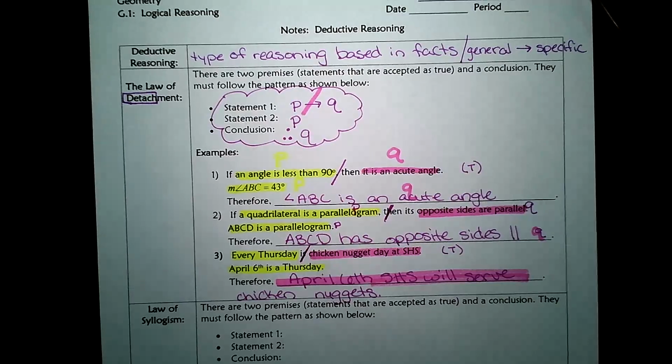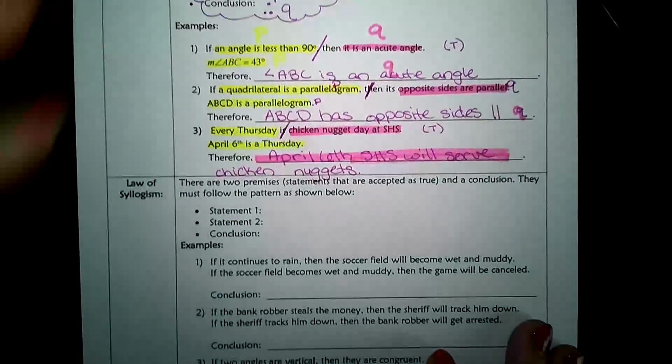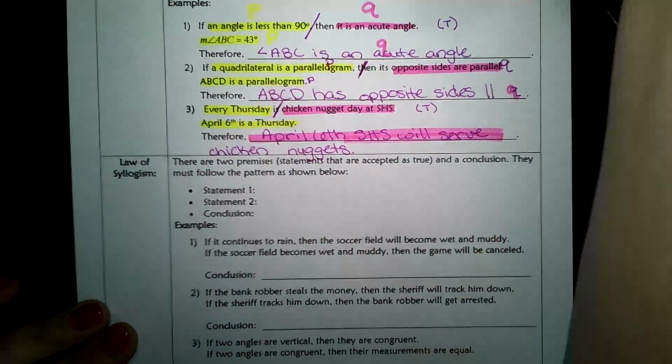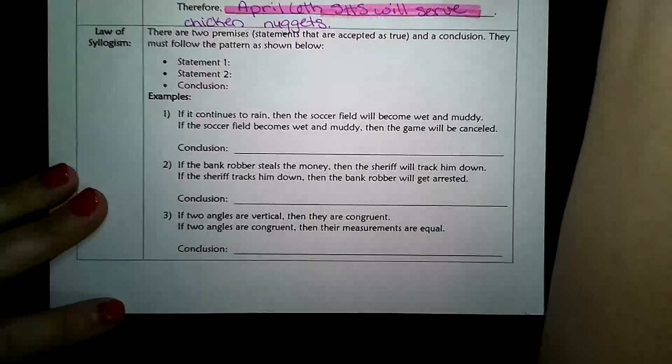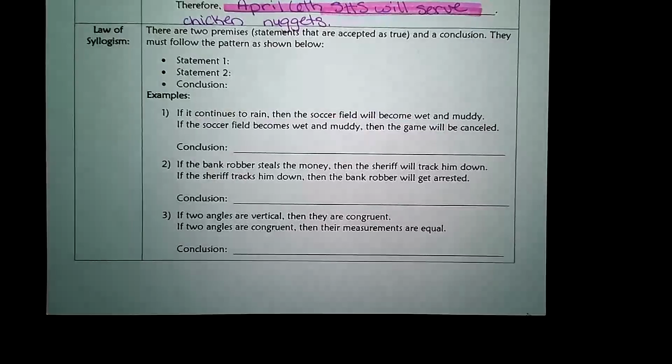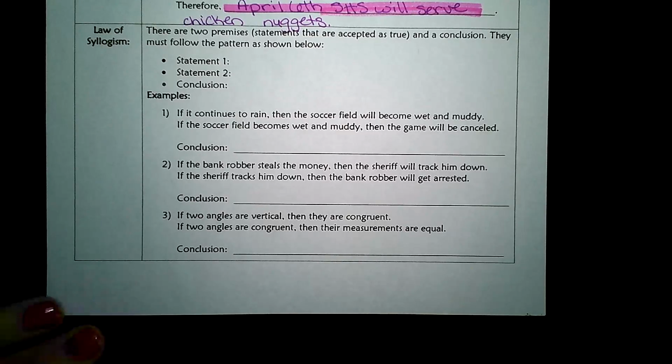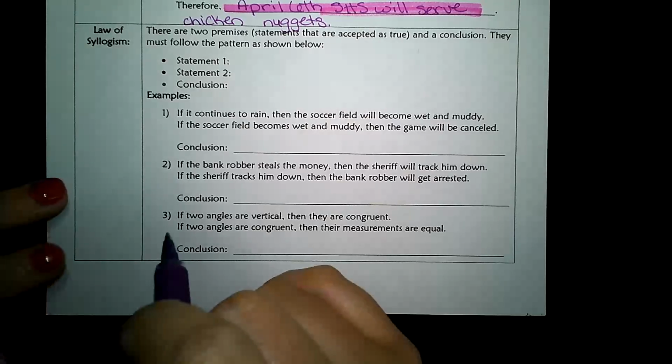All right, let's look at a new law. Let's look at something different, a different pattern. Check out the law of syllogism. With the law of syllogism, there are going to be three parts. So let me grab another color here. With the law of syllogism, there are two premises or two statements that are accepted to be true and one conclusion. Let's see what they offer.